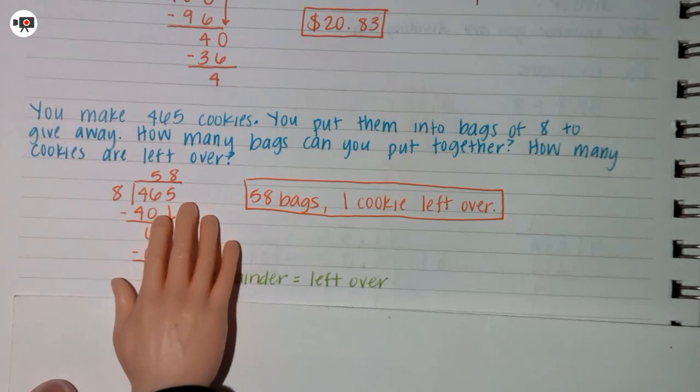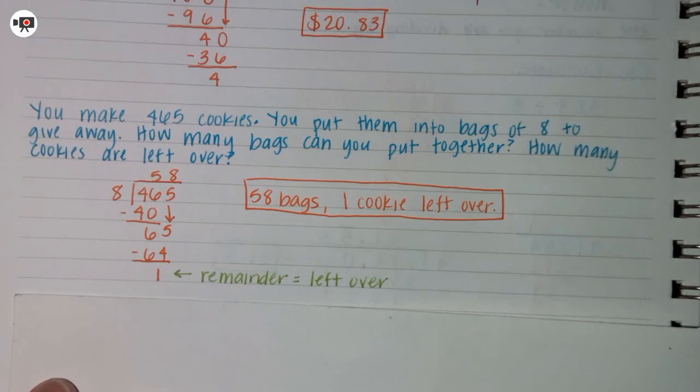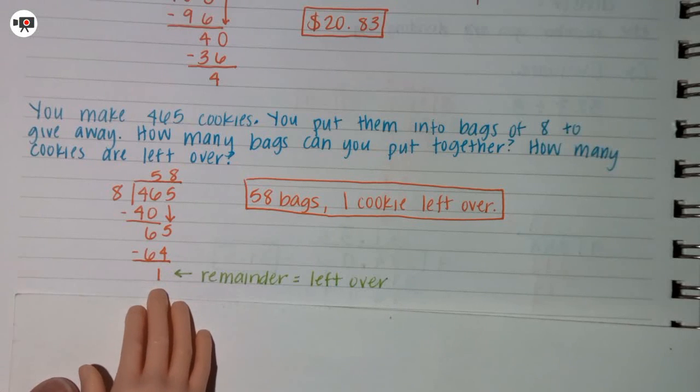And so I'm not going to add a decimal. We don't want partial bags. We don't want partial cookies. So we have 1 left over.